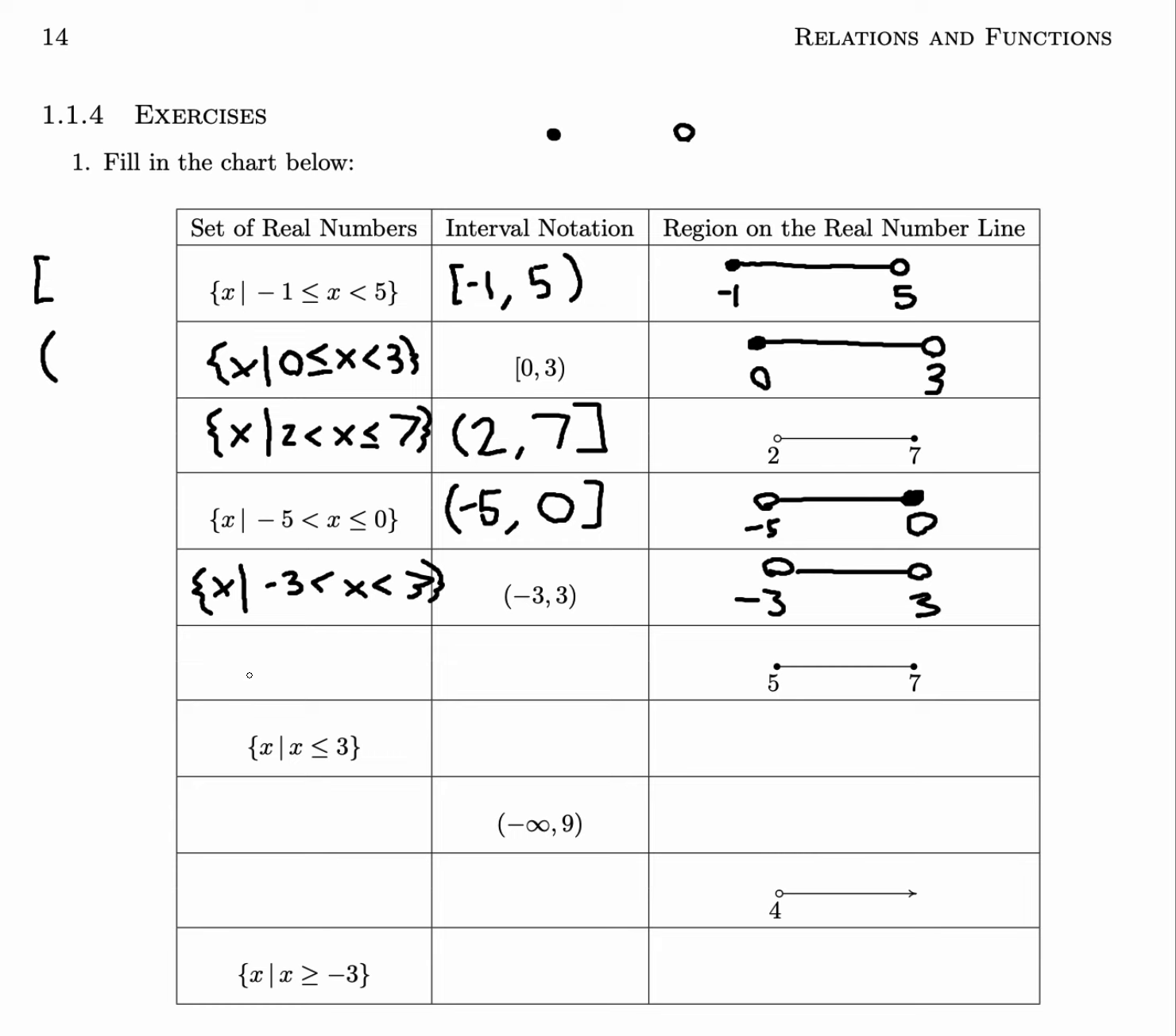Alright, what are we on? Number 6. Alright, so we're given the number line again, so just like problem number 3. So that would be square bracket 5, comma 7, square bracket. And then for the set of real numbers, that would be 5 less than or equal to x less than or equal to 7. There you go.